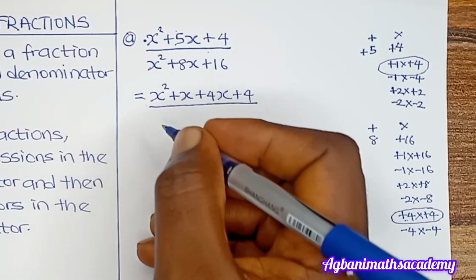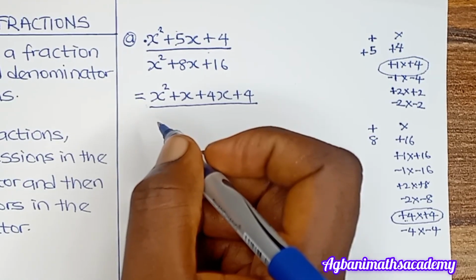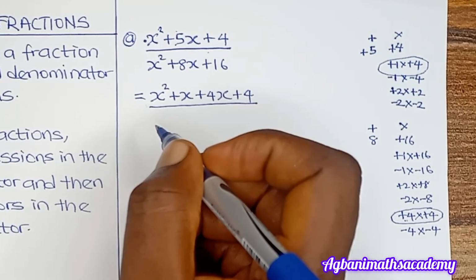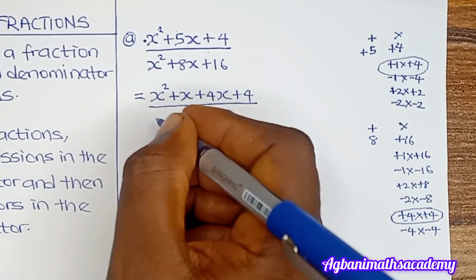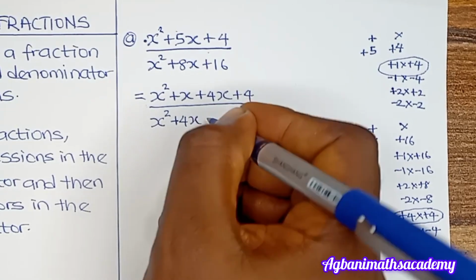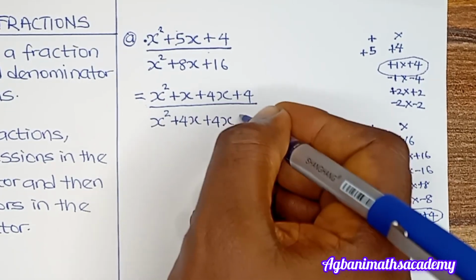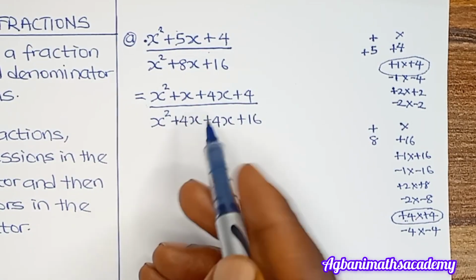As I said earlier, you can go back to my playlist on algebra and check out the video on how to factorize quadratic expression. It will give you a clear picture of what we are just doing. So instead of having 8x here, we're going to have x squared plus 4x plus 4x plus 16. Okay, so now we can factorize by grouping.